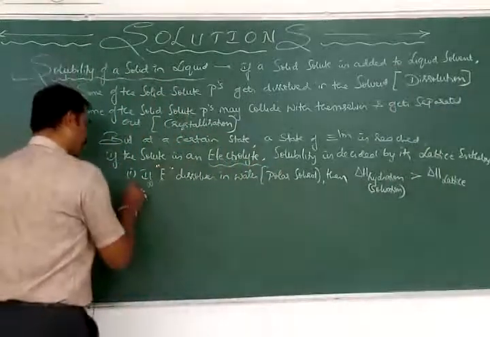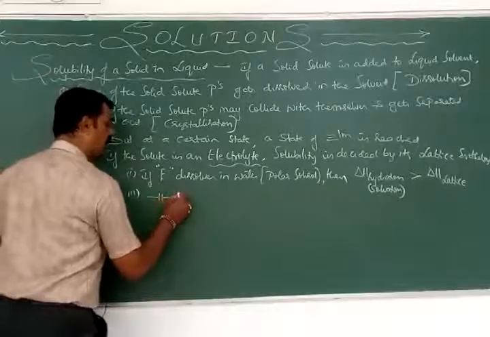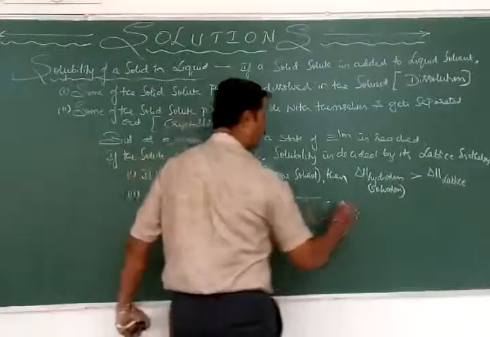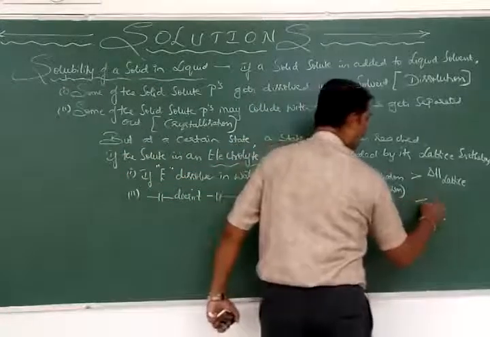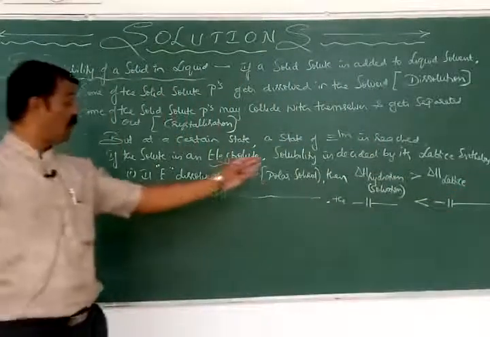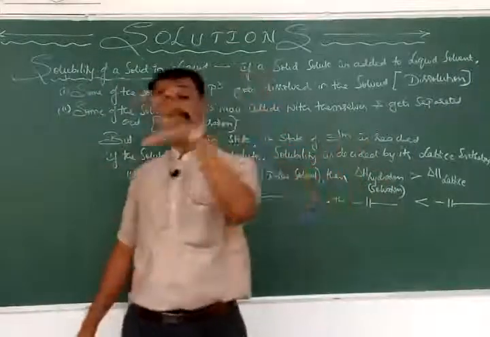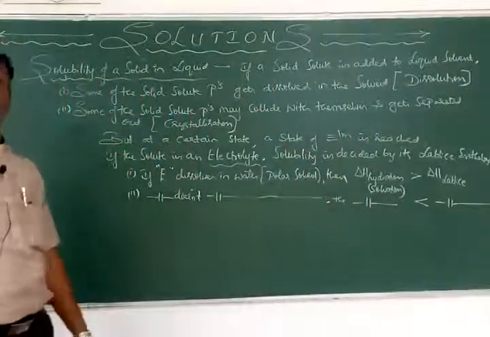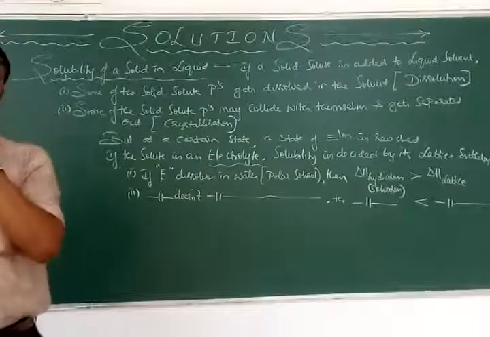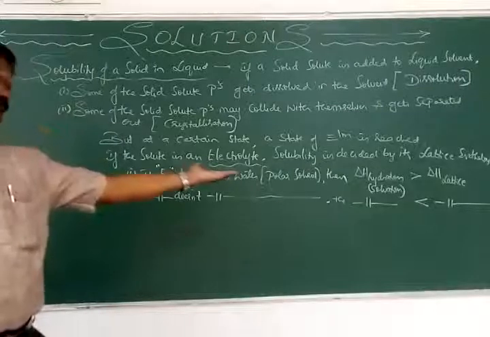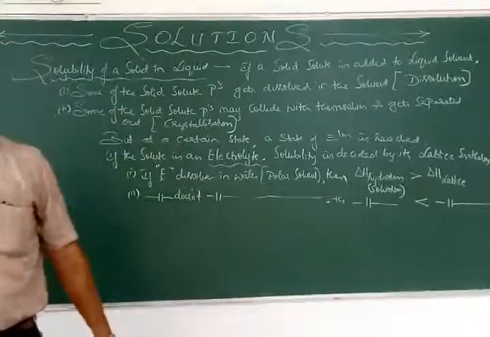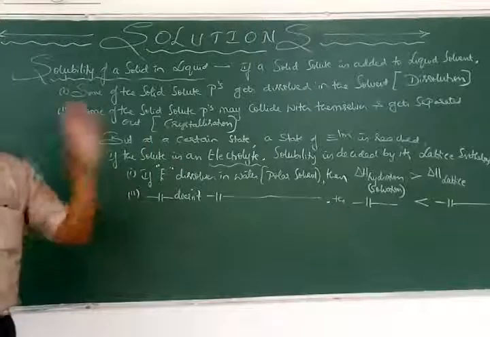Okay. Similarly, if the electrolyte doesn't dissolve in the polar solvent, then it is less than that. Means the electrolyte readily dissolves in the polar solvent if and only if the enthalpy of hydration, or enthalpy of solvation, is greater than the lattice enthalpy. Suppose the same electrolyte is partially or less soluble in water, then the enthalpy of hydration or solvation is found to be less as compared to the lattice enthalpy.